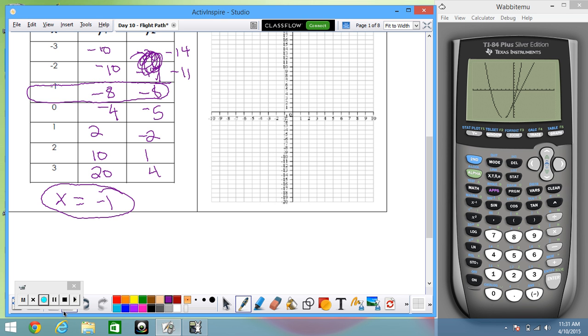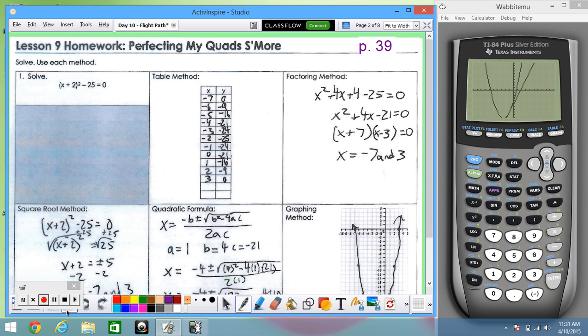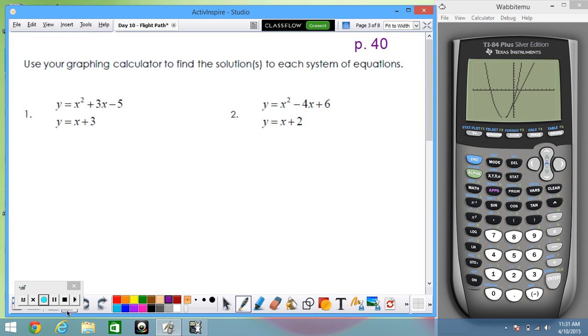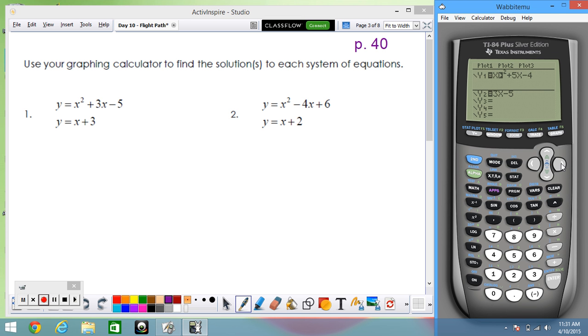Alright. If you turn the page, these are the answers to last night's homework. You can look at this on YouTube if you want later. Alright, so here's what we're going to do. We're going to use the graphing calculator to find the solutions to each of the following systems. So everybody go to y equals, and we're going to type in the equations for the first one. So we've got the parabola, and then plus 3x minus 5. And this one is going to be x plus 3.